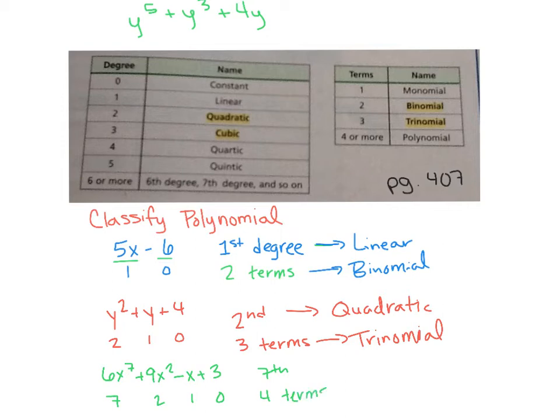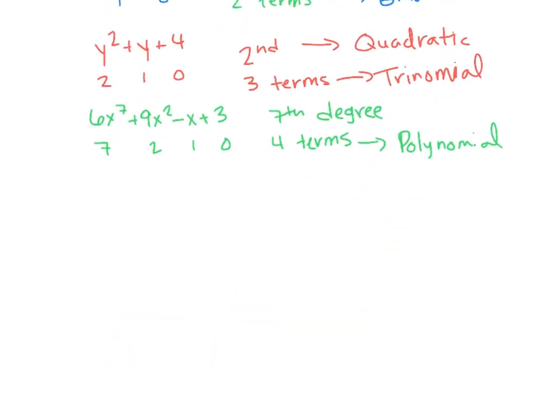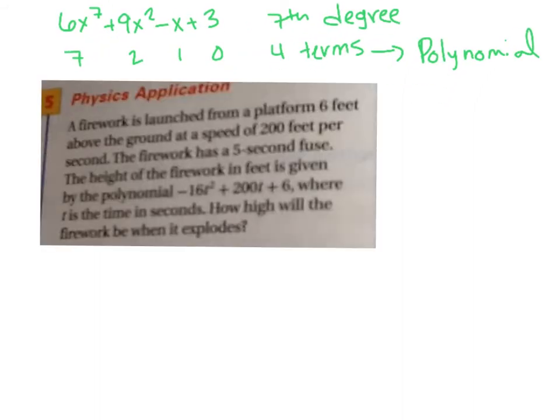Anytime you get a degree that's over 5, if you look up here on this section, you just stick with the number 7th and add degree to it. There's no special name once you get past 5. It's just the number of the degree. And 4 terms, 4 or more terms is always going to be a polynomial. There are only special names for 1 term, 2 terms, and 3 terms. Once you get to 4 terms, it's just a polynomial. There's no more special stuff. I think that one's easy to read, but if not, it's on page 408.